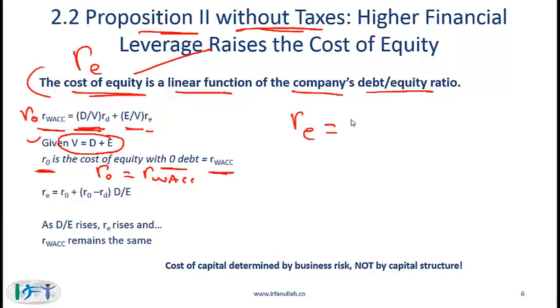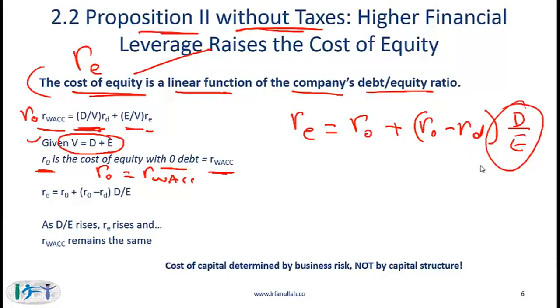The cost of equity is equal to R0 plus (R0 minus RD) times the debt to equity ratio. I've done the algebra and this does indeed work out. So what is this now saying? This is saying that as long as the debt to equity increases, then what happens to cost of equity? This also is going to increase in a linear fashion. So that is what we are saying over here.